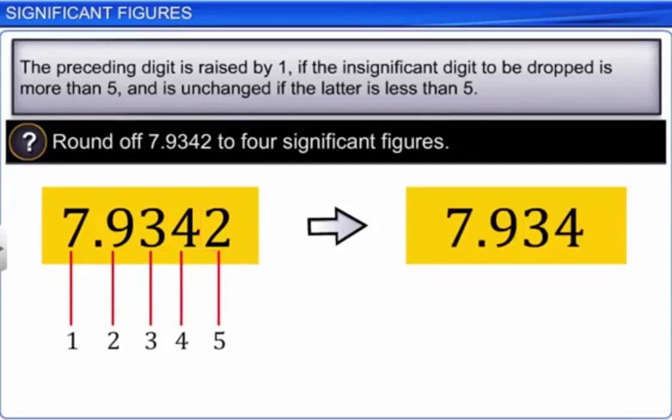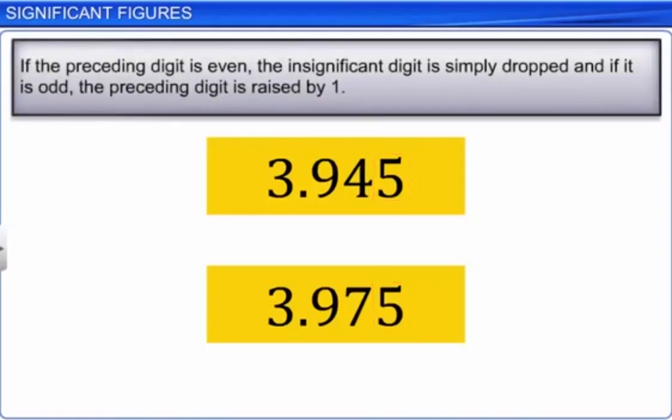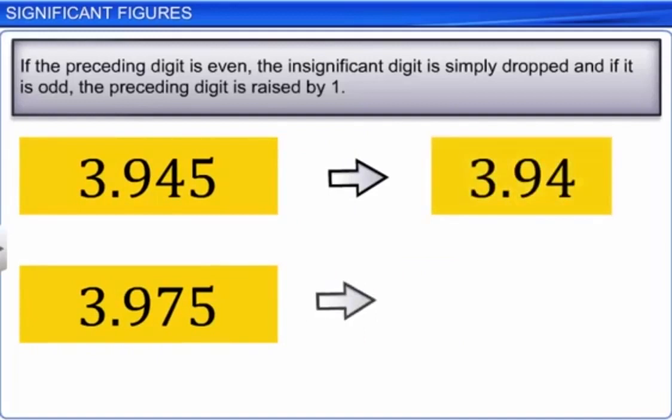Now, consider two numbers, 3.945 and 3.975. Let us round them off to 3 significant digits. In this case, the insignificant digit to be dropped is neither greater than nor less than, but is equal to 5 in both the given numbers. To do this, we have another convention, which states that if the preceding digit is even, the insignificant digit is simply dropped, and if it is odd, the preceding digit is raised by 1. Thus, the answers are 3.94 and 3.98 for the rounded off numbers as shown.